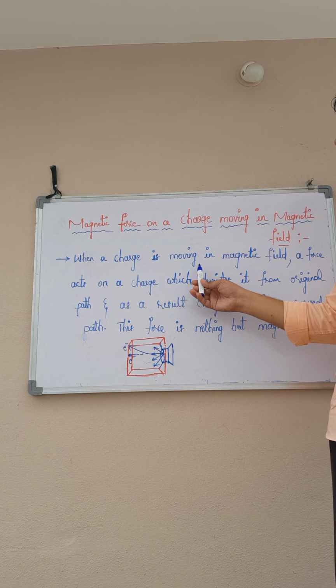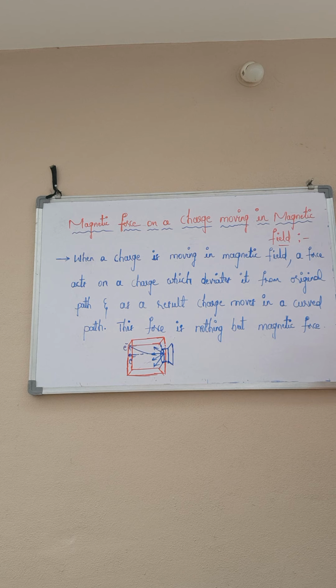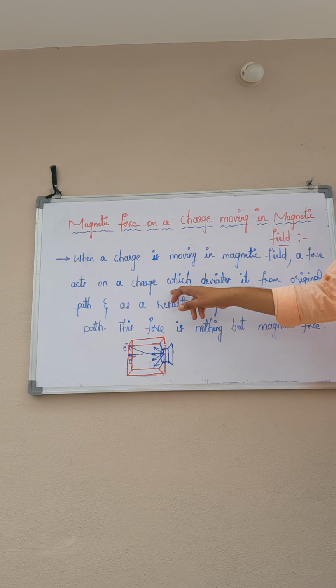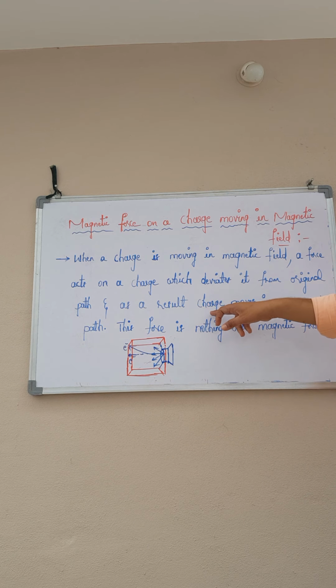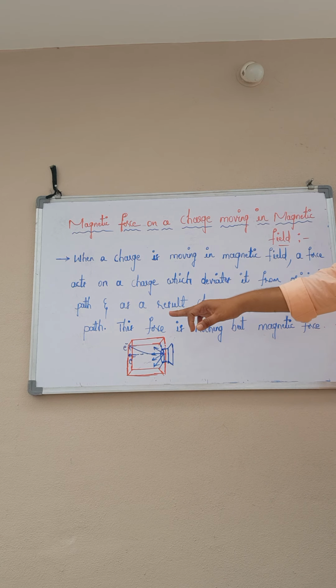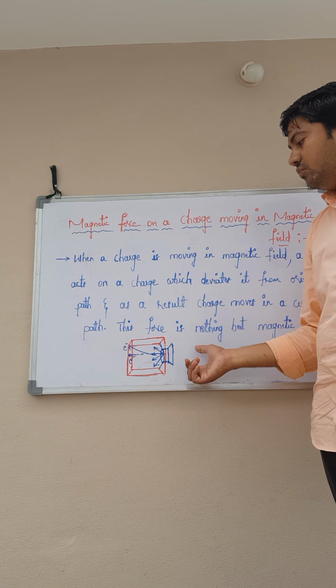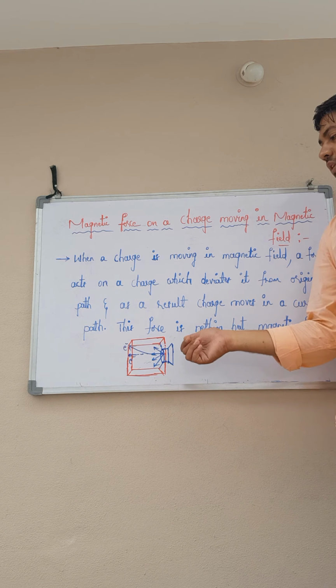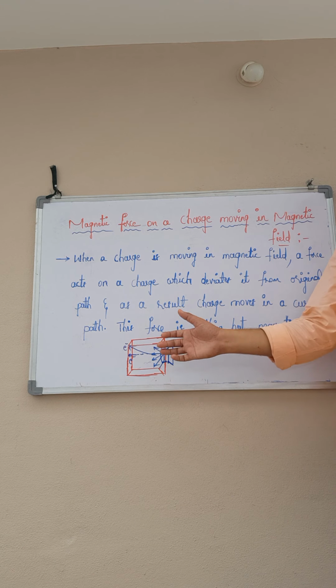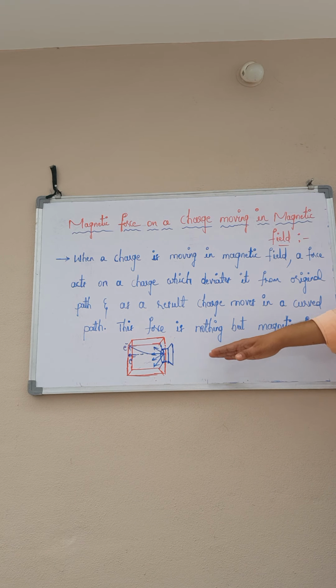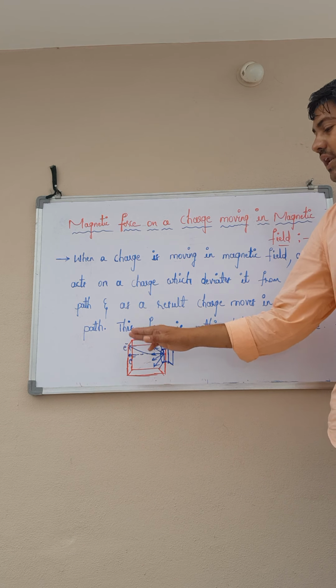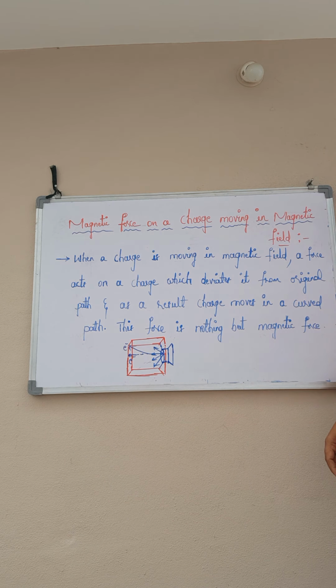So when a charge is moving in a magnetic field, a force acts on the charge which deviates it from its original path, and as a result the charge moves in a curved path. This force is nothing but magnetic force. The force acting on an electron moving in a magnetic field, which causes deviation of the electron from its original path and makes it move in a curved path, is nothing but magnetic force.